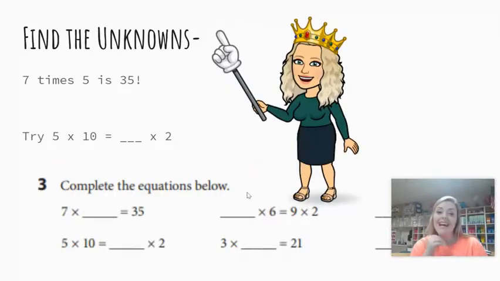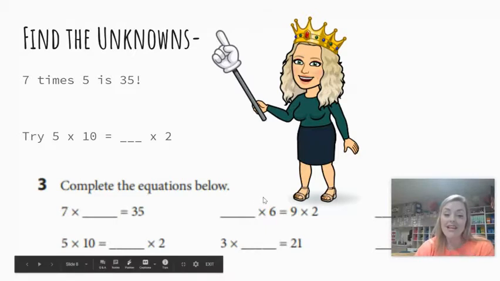All right, I know you guys know that 7 times 5 is 35, but you could try to find that by skip counting by 7s. 7, 14, 21, 28, 35. You could keep going, but that's a different song, a different story. Okay, so you would put a 5 in the blank right here.